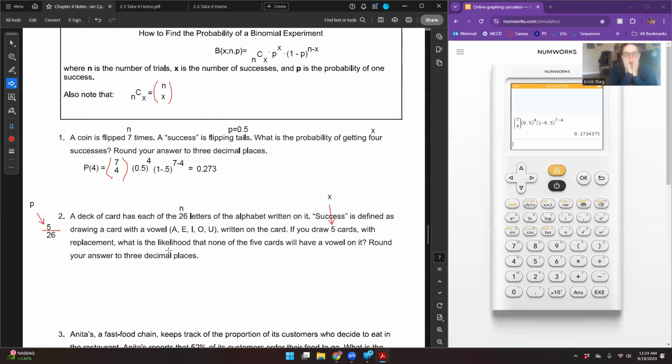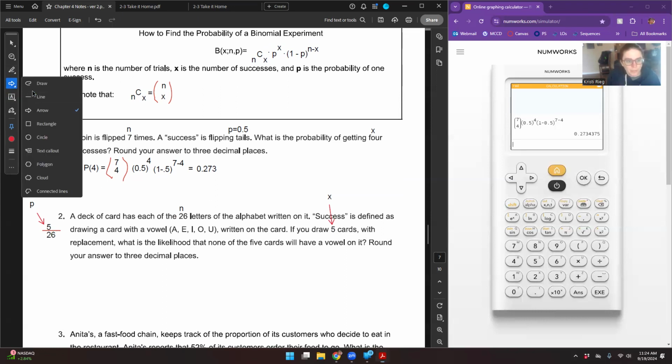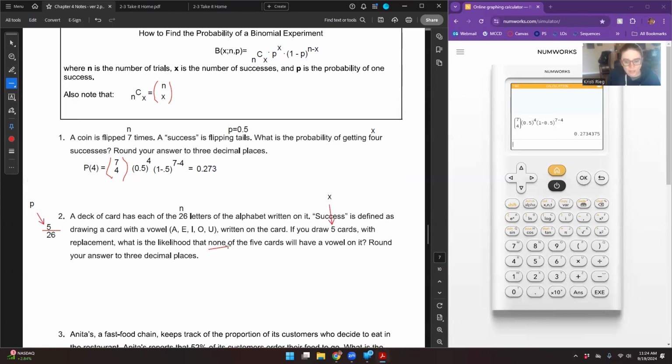Okay. What is the probability? What is the likelihood that none of the cards has a 5? In other words, P of 0, capital P. So we're looking in this problem for P of 0.